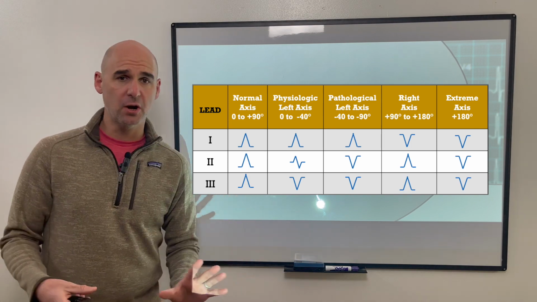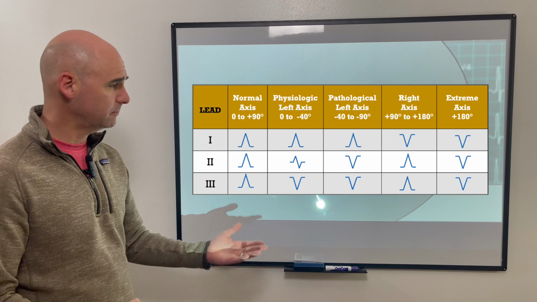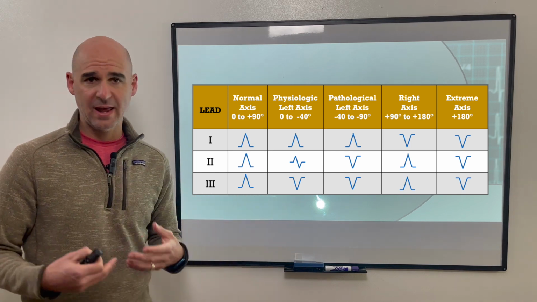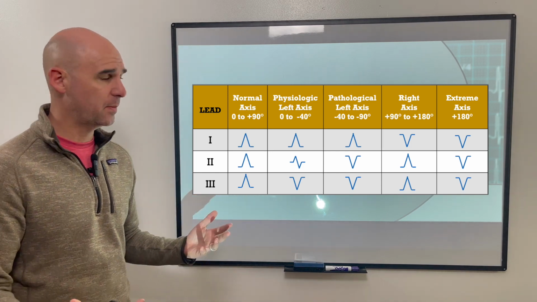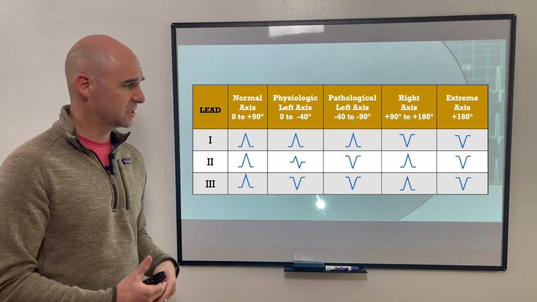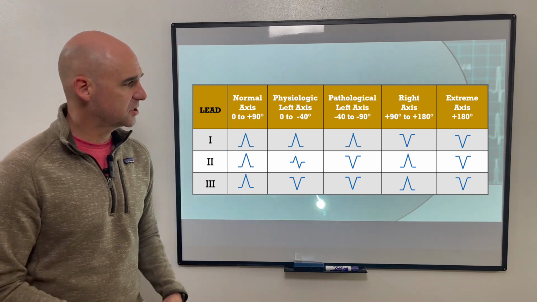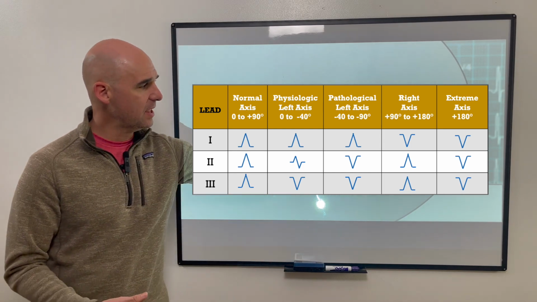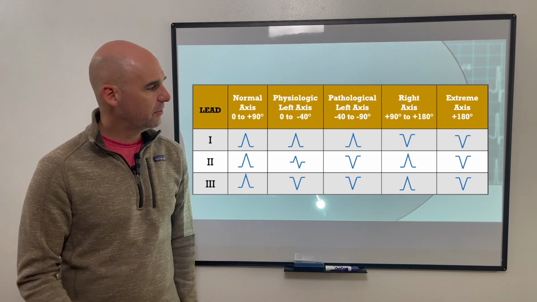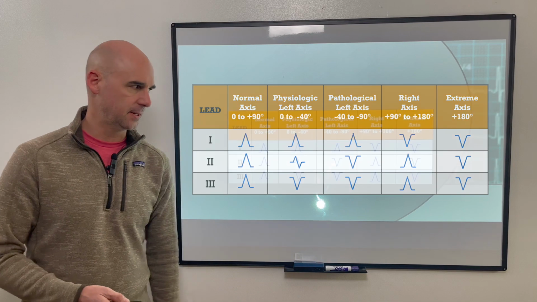I've referenced this chart also in our previous videos, and we're just adding to that. This is a great way to have a quick shortcut. If you don't have this memorized, you can easily find this chart online and use that as a quick reference guide. We can see in our extreme axis deviation, out here on the end, that it's going to be greater than 180 degrees, and leads 1, 2, and 3 are all going to be negative deflected.